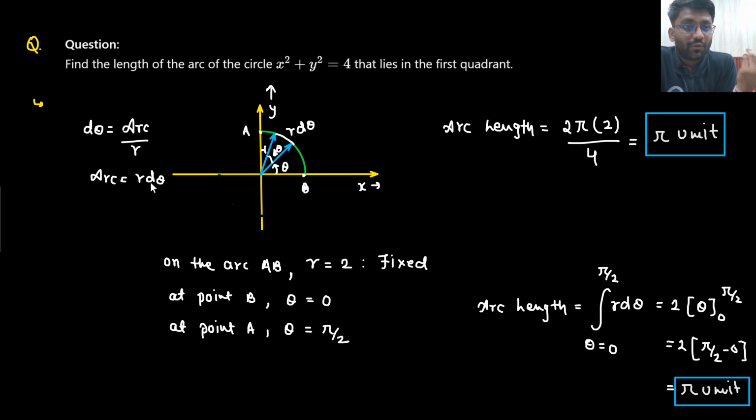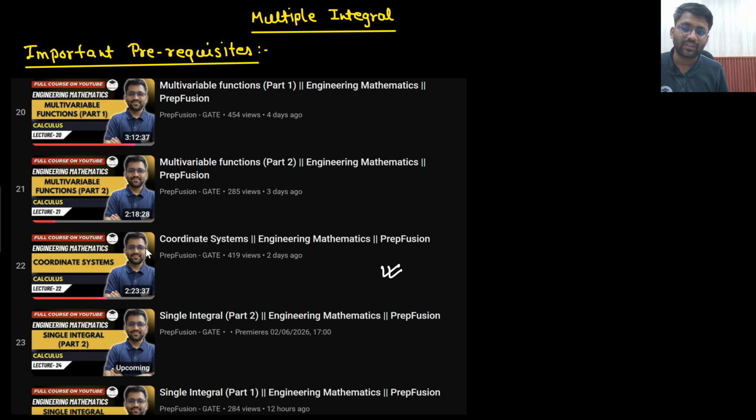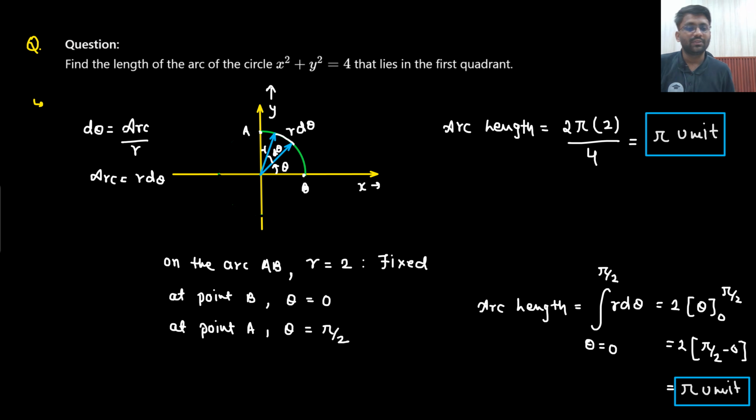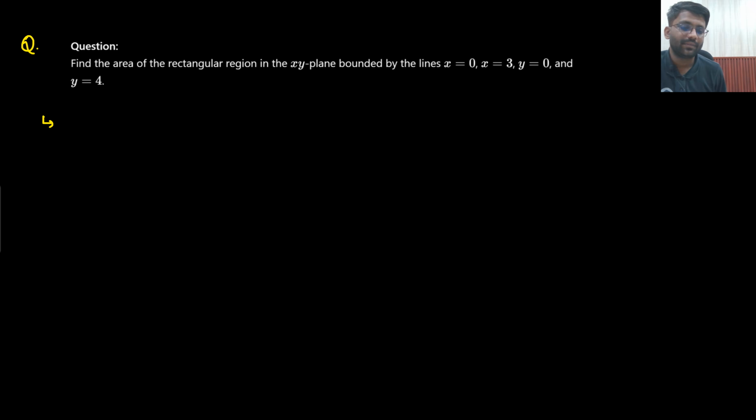In the spherical coordinate system, in the direction of r, how much do we move? dr. In the direction of theta, how much do we move? r d theta. In the direction of phi, how much do we move? r sin theta d phi. I hope you remember everything we have studied in this coordinate system, which is very important. It will be completely used in this whole lecture. Otherwise, your multiple integral will become very difficult.